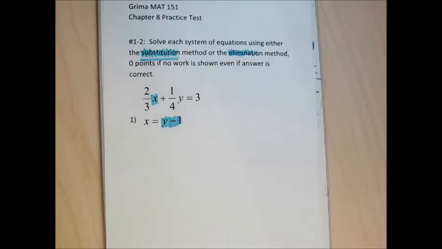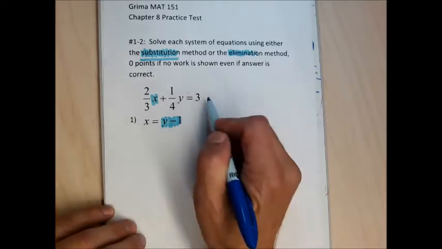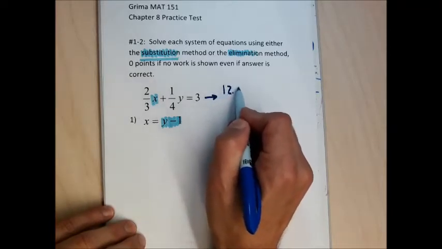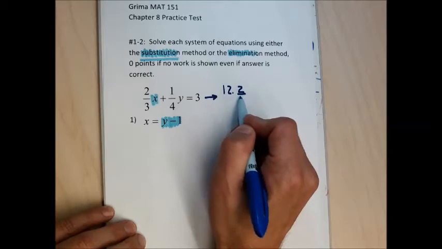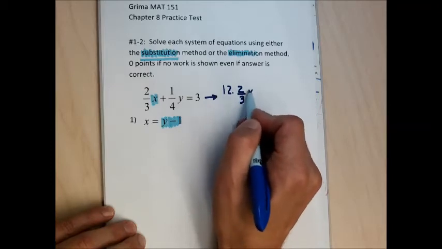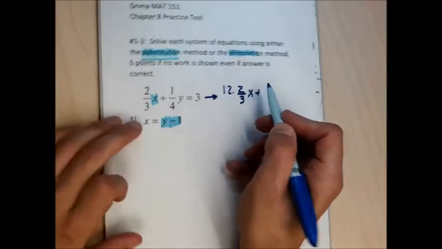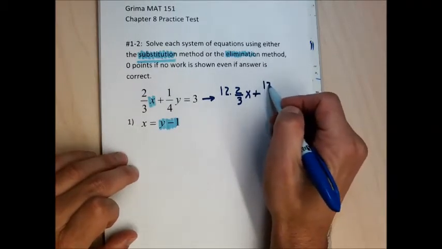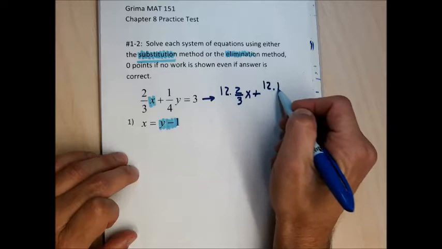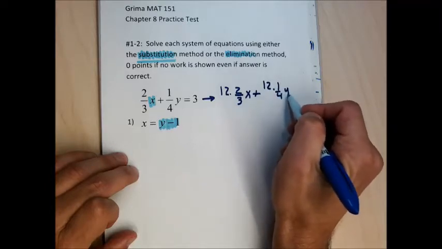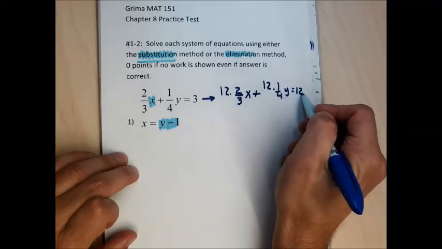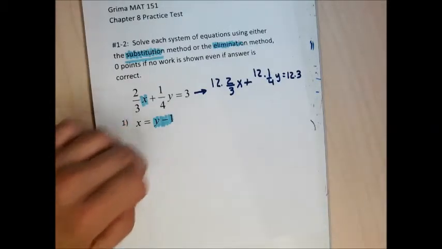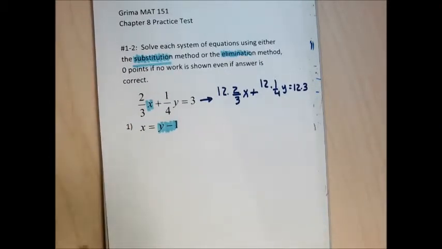So before I start doing my substitution, I'm going to modify the top equation, and I'm going to multiply every term in the top equation by 12, specifically because 12 is the least common denominator between the two fractions that I see. And now I can clear the fractions. I'll not clear the fractions in one step, I'll do it in 2 steps.